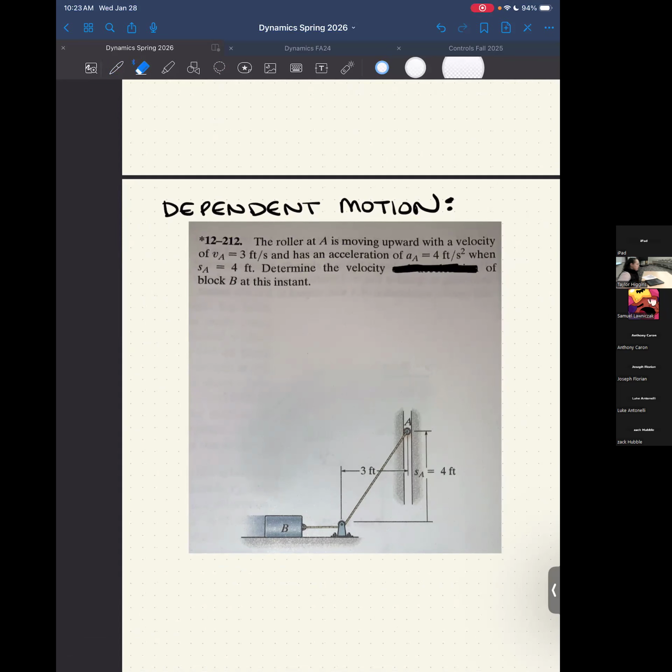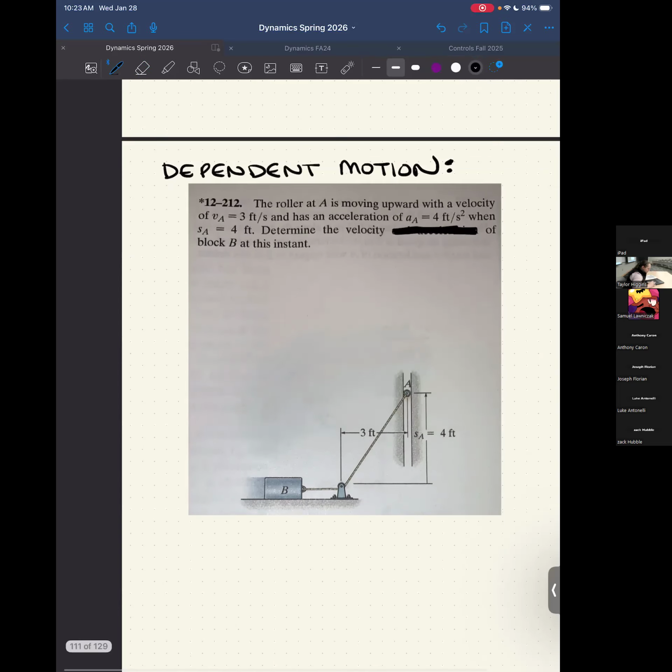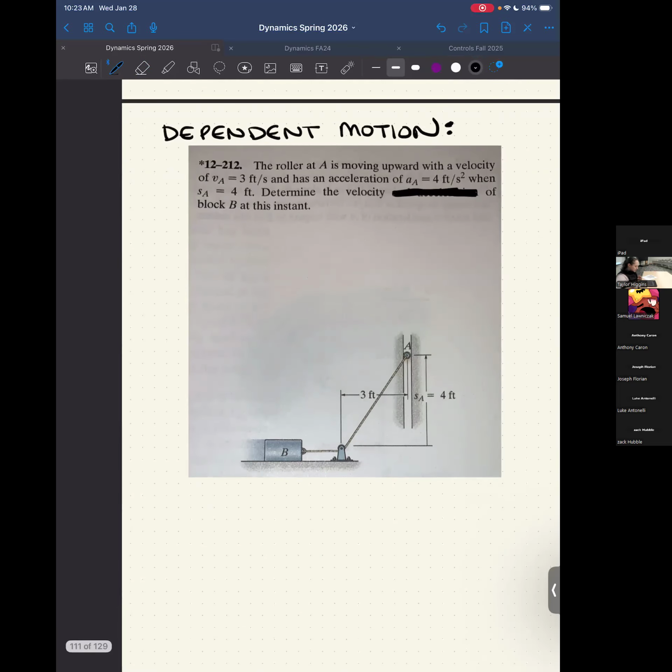Okay, so moving on to our next topic, dependent motion. We have 2 particles that are connected by an inextensible cord. Notice that the problem statement doesn't tell you that it's inextensible, but in this class, it's okay to assume that. Just understand that that is an assumption that you are making.